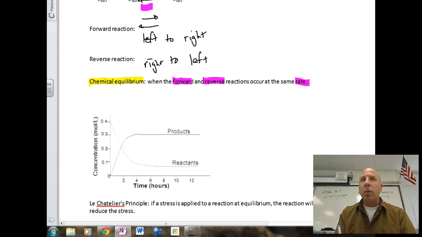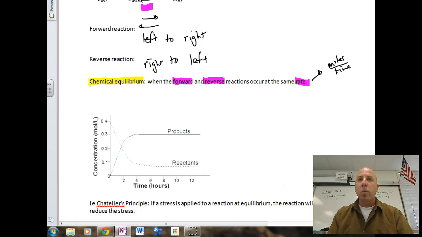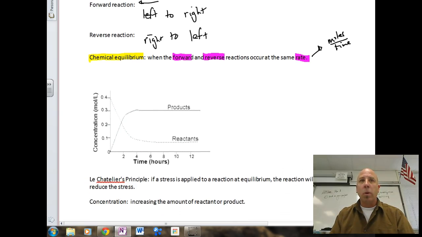We looked at rate the other day, and rate is typically listed as moles per time. So maybe moles per second or minute in a relatively fast reaction, or maybe moles per hour or days or years for a slower reaction. So it's rate. It doesn't mean that there's the same amount. I'll say that again because it's really important.